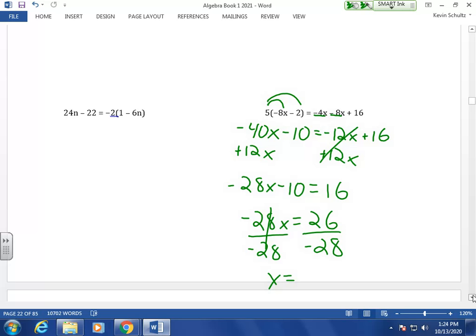0.9. Not 6/7, negative 0.928. Not 8/9. Negative 13 over 14. Negative 13/14. Okay? Negative 13/14. Now, if you did write the decimal answer, that's okay. Just round it to the nearest hundredth, right?